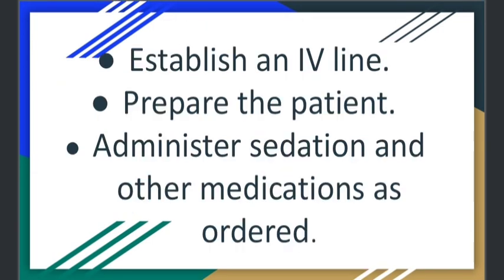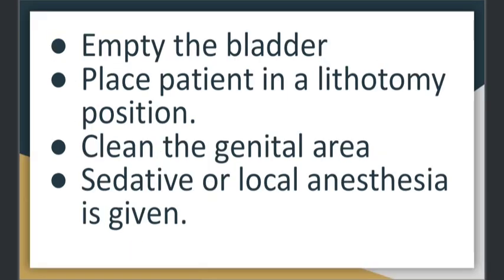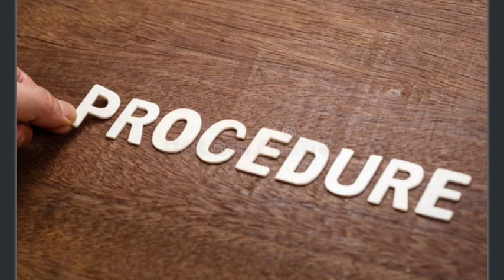Establish an IV line if anesthesia is needed. Then prepare the patient. Administer sedation and other medications as ordered. Instruct the patient to empty the bladder, place the patient in a lithotomy position, clean the genital area, and a sedative or local anesthesia is given. Now let's move on to the procedure.